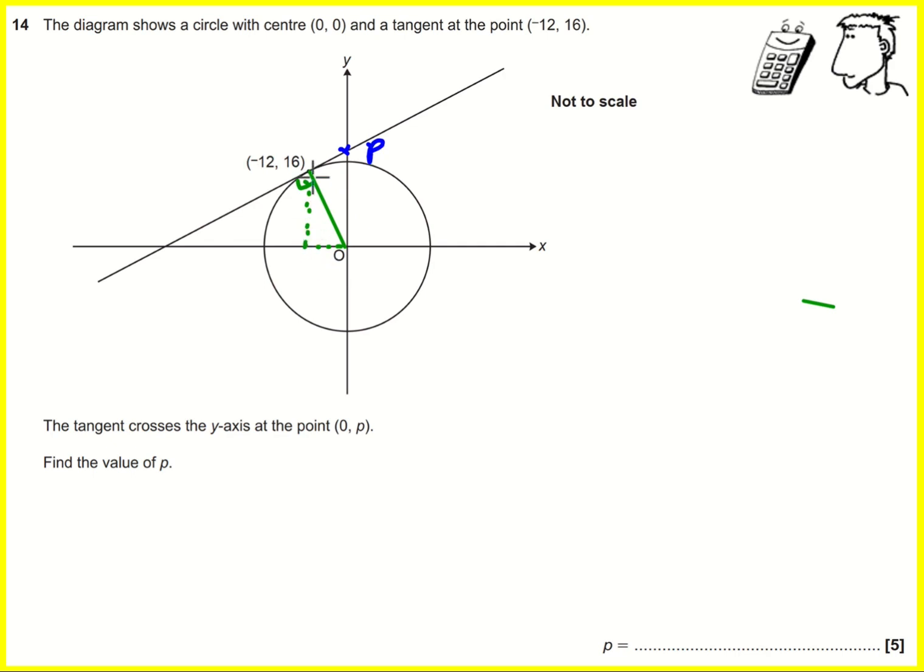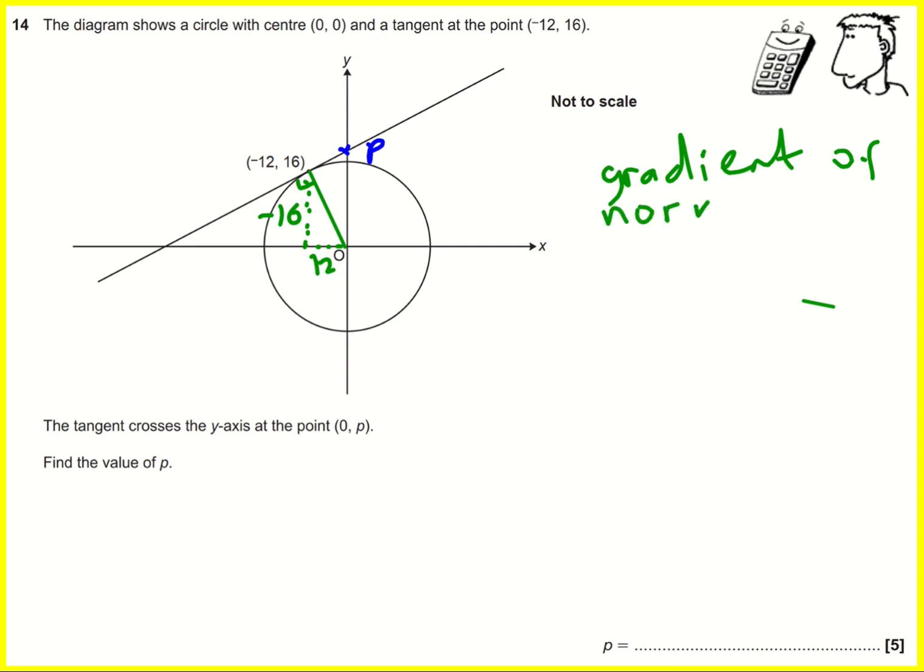I like to generally say that it's minus 16 down and 12 along. So I like to go from left to right. So I'm going down, I'm going to the right. It doesn't matter too much if I put minus 12 and 16, but I'm just telling you I'm doing it that way. And then the gradient of the radius, actually it's the gradient of the normal. So I'm going to write normal.